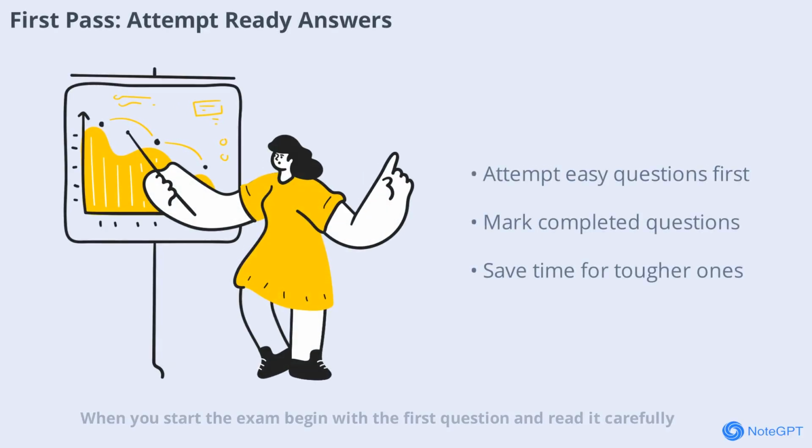When you start the exam, begin with the first question and read it carefully. If you instantly know the answer without any calculation or second thought, attempt it right away and mark it as done. This approach helps you quickly secure marks for questions you're confident about. Don't waste time on questions that require deep thinking at this stage. Move through the paper answering all the questions you find straightforward and mark them so you don't revisit them unnecessarily.